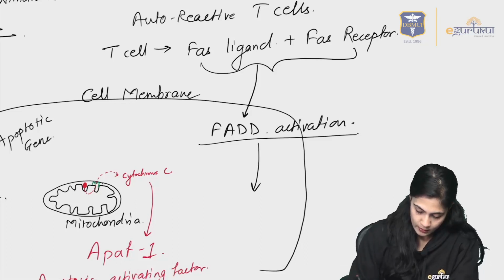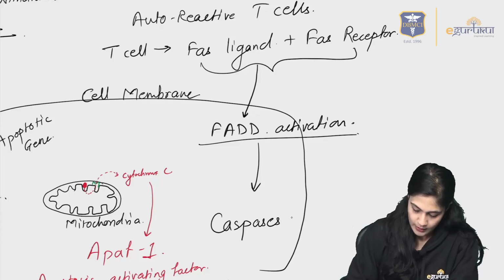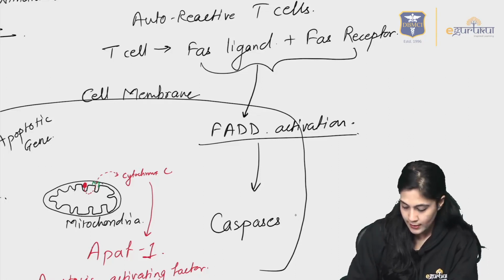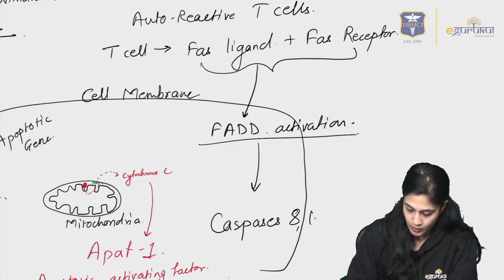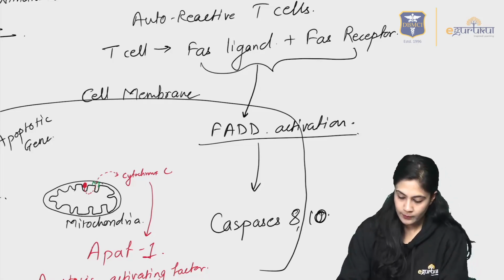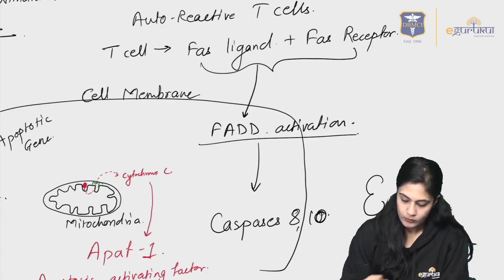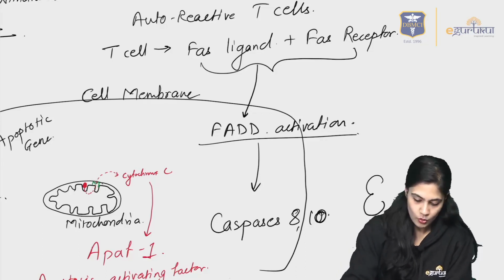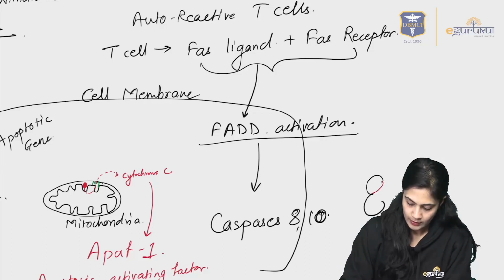This will in turn activate some caspases again. But remember, this is a different pathway, so the caspase numbers will be different too. It is 8 and 10, right? How to remember? This is extrinsic, right? Join these two, it will be 8.